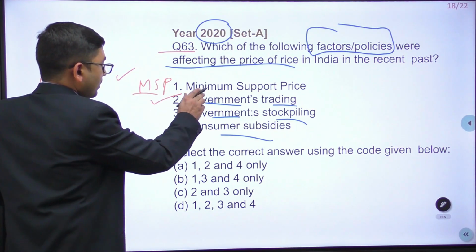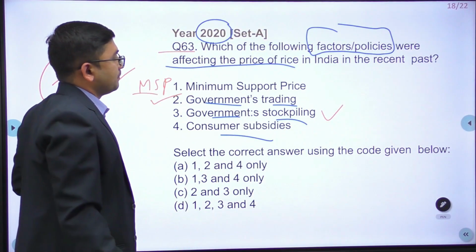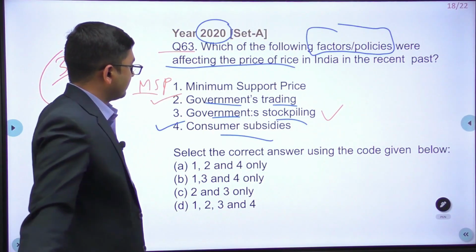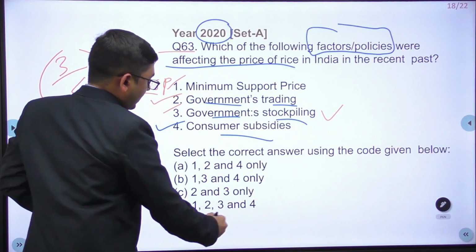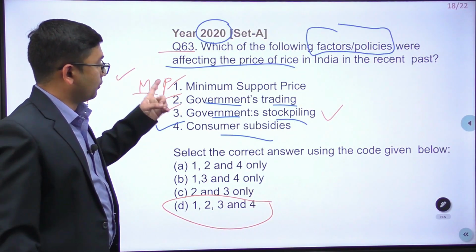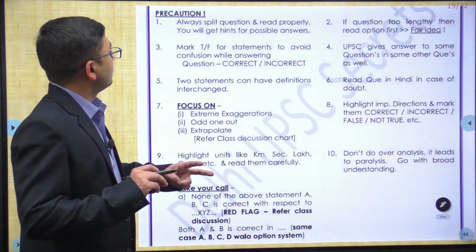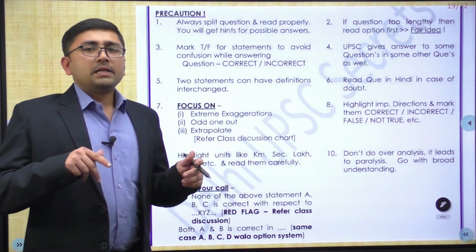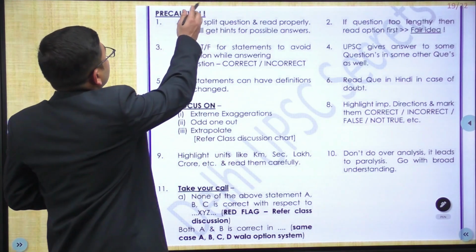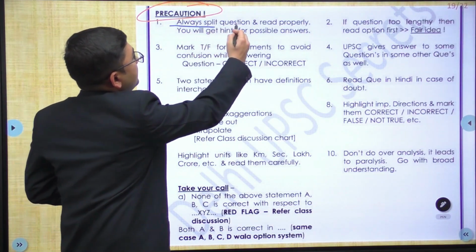Government trading, absolutely. Government stockpiling, yes. This also affects the price of rice. Then the 4th one, consumer subsidy, yes. So as per rule number 20, 1, 2, 3, but you can use this in the 4 statement pattern if it is feasible. Okay, these are the 20 rules. Many more hacks you are going to learn in the actual discussion also. Now come to precaution. So look here: always split the question and read properly.